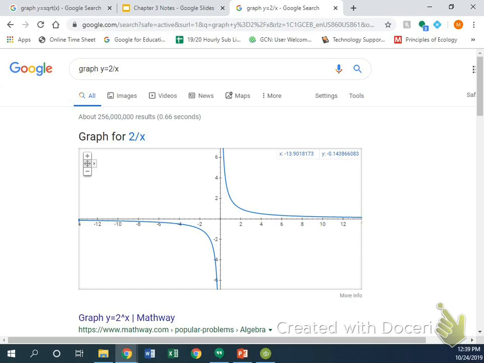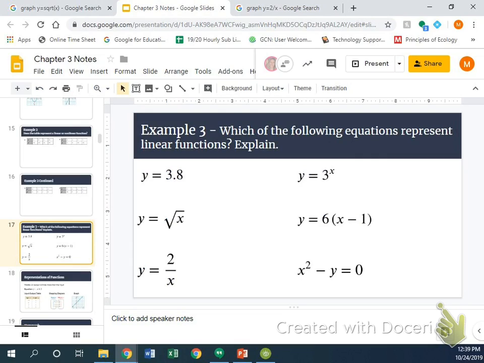Questions about that one? Okay, we've got one more that we need to decide. Our last one, x squared minus y equals 0. So real quick, before we do that one, if you're looking for a reason why the previous one would be nonlinear, it's because x is in the denominator. So x in the denominator will always be nonlinear. Can't have x in the denominator for a linear function.